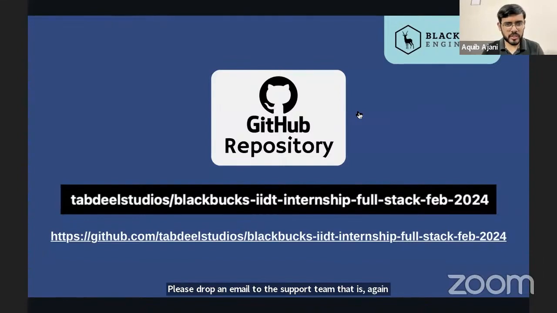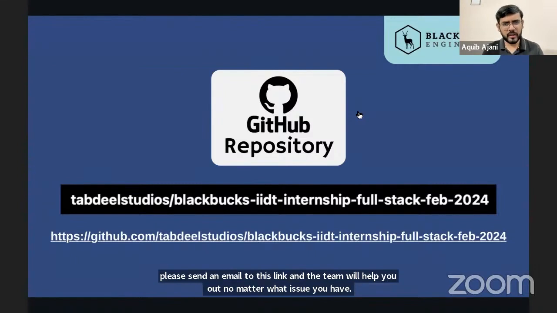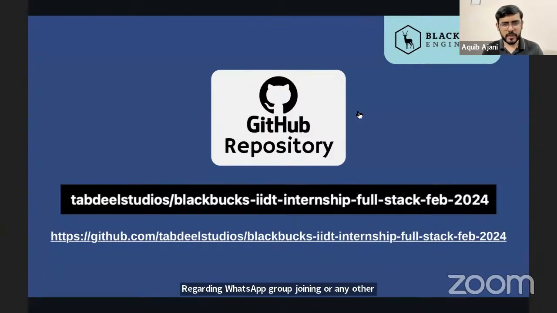If you visit the repository over here, in the first link there is an email link mentioned. This is the one, IIDT-team@blackbox.me. Please send an email to this address and the team will help you out, no matter what issue you have regarding WhatsApp group joining or any other issue.